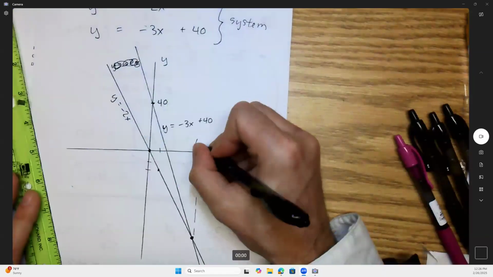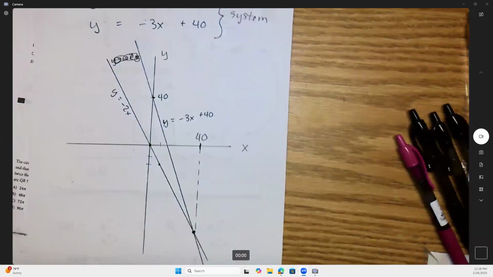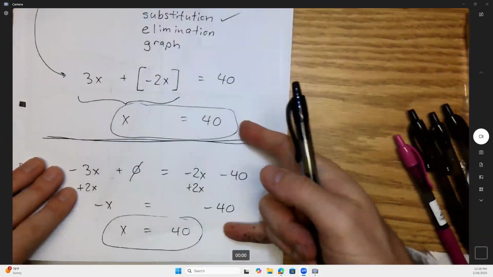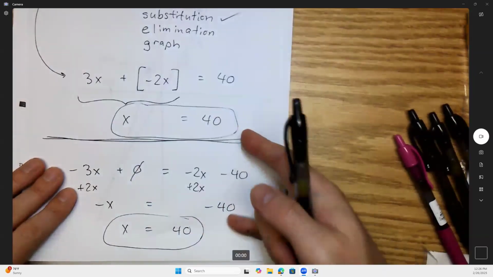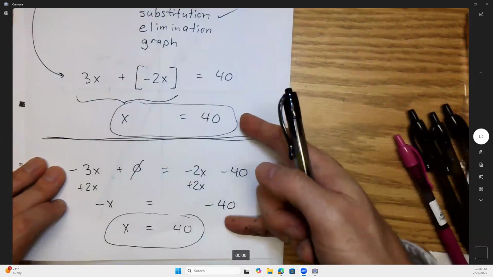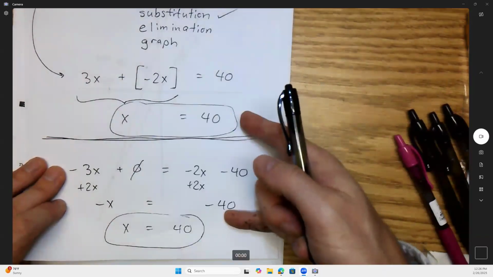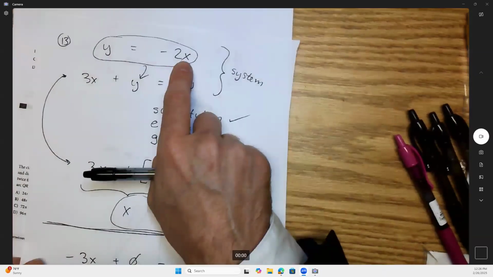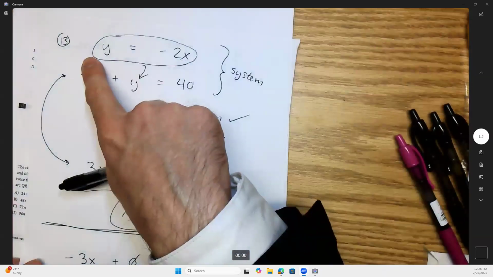40. It is 40. How'd you know it was 40? Because that's the way we solved it on this side. X is 40, x is 40. Okay. This is the graphical solution. Wherever the two lines cross, the x coordinate is the answer to x, and the y coordinate is the answer to y. Okay? Which, by the way, if you plug in 40 for x, what does that give you for y?